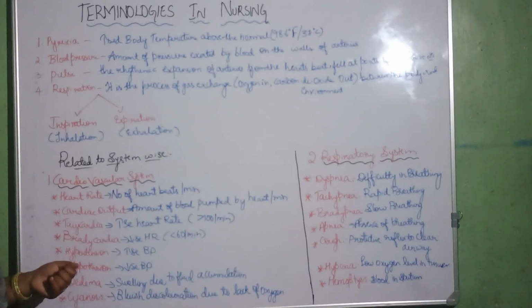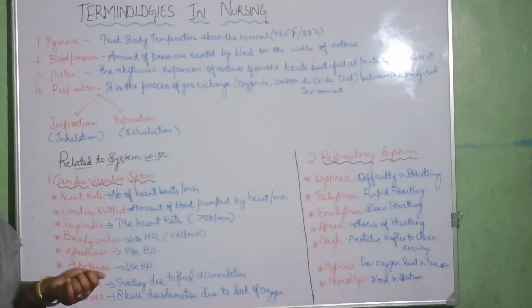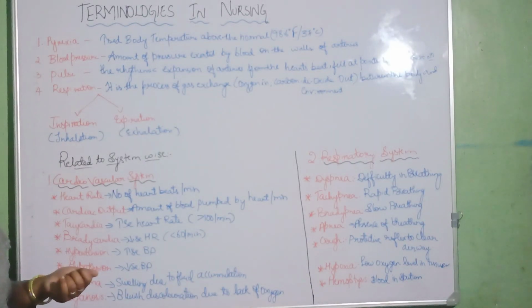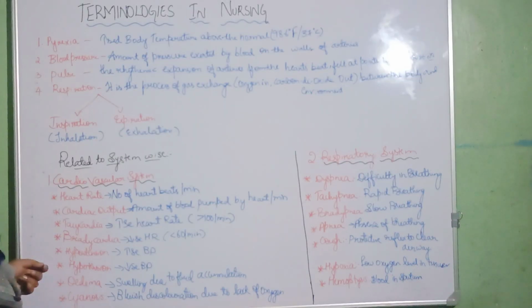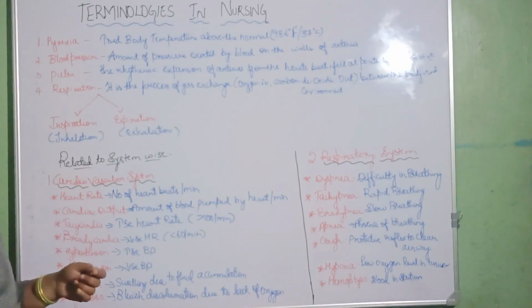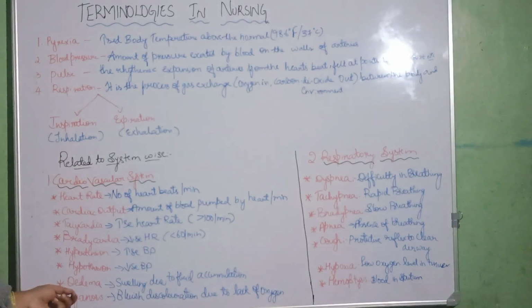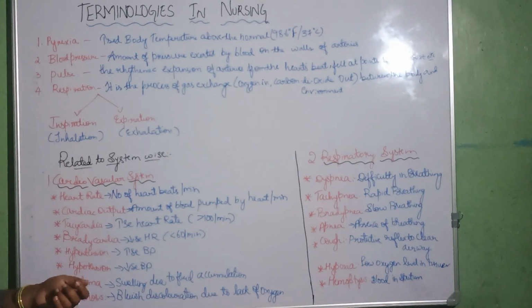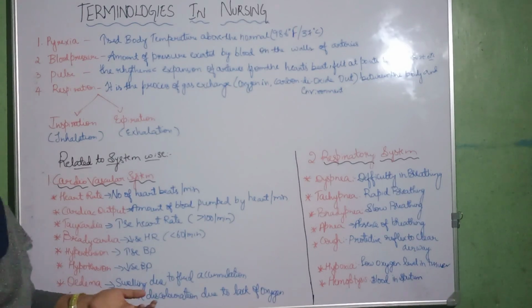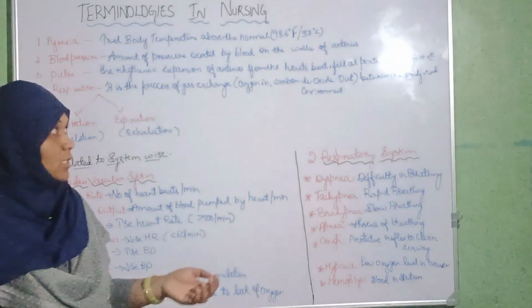So what is hypertension? That is an increase in the blood pressure above the normal, that is 140/80 mm of Hg. What is hypotension? That is a decrease in the blood pressure, known as hypotension. Edema. What is edema? Swelling due to fluid accumulation. What is cyanosis? Cyanosis is nothing but the bluish discoloration of the skin due to the lack of oxygen.